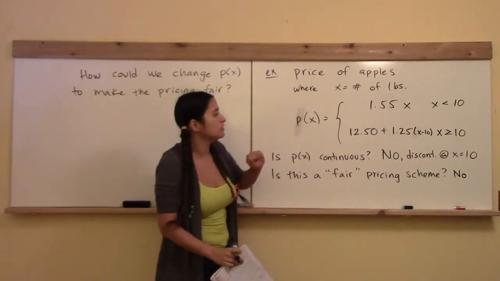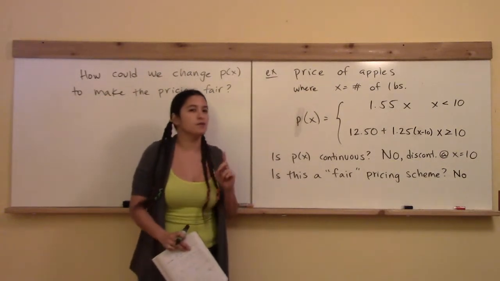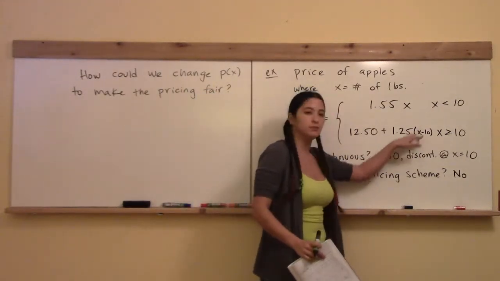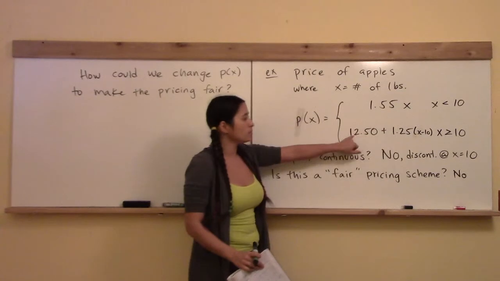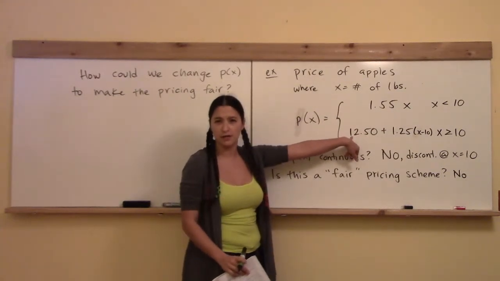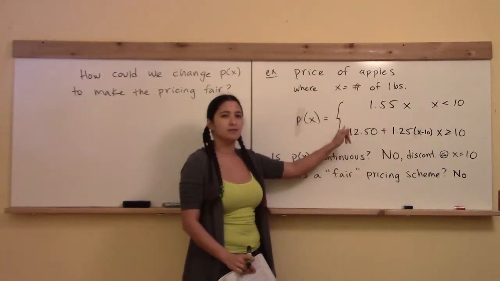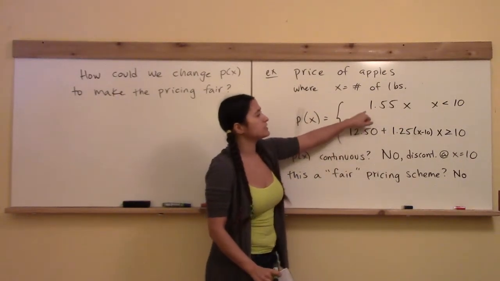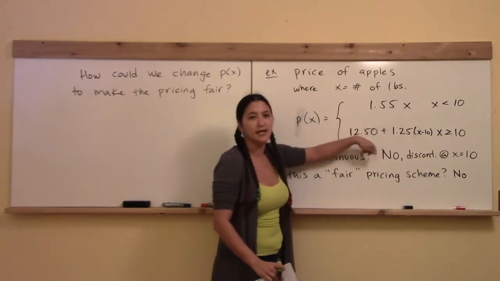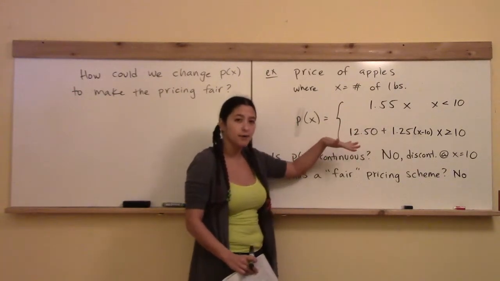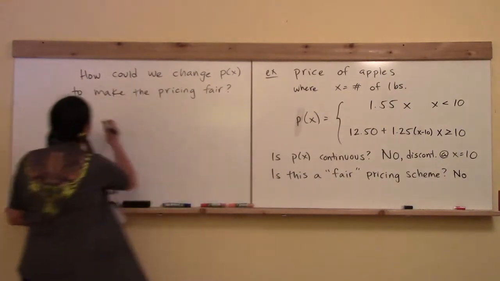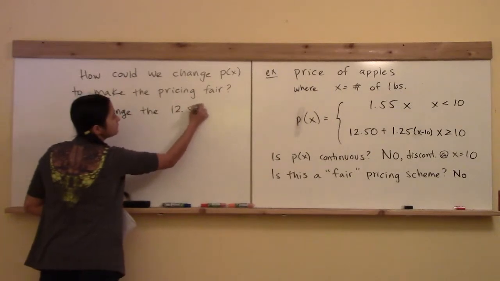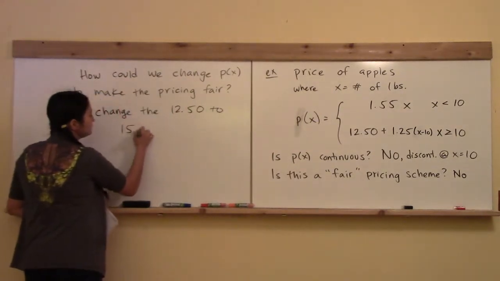What kind of change did you make to p of x here? There's a couple things that I could have done, but one thing I noticed was if I bought 10 pounds of apples exactly, I put the 10 in here, and this part would be 0. So what about changing this number right here? That would be an easy change that would then make it fair. If I change this number right here to match what would get spit out of this when x is equal to 10, then they would line up perfectly when x was equal to 10. So maybe I want to change the 1250 to 1550.